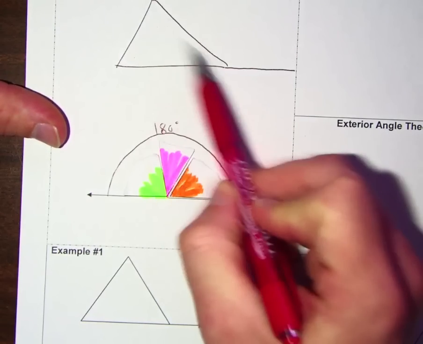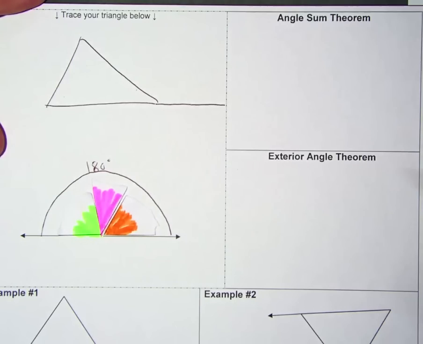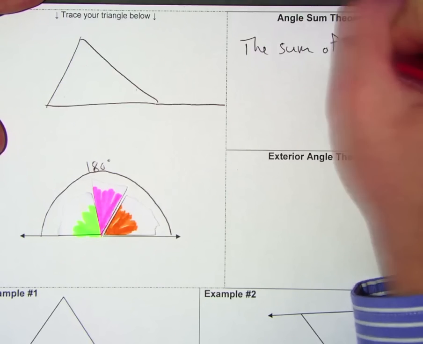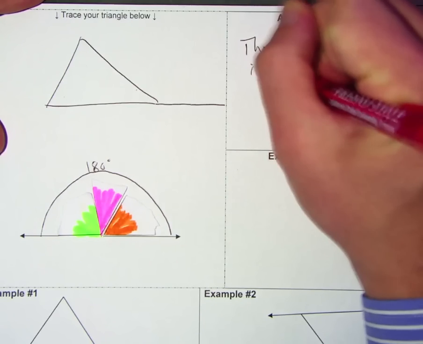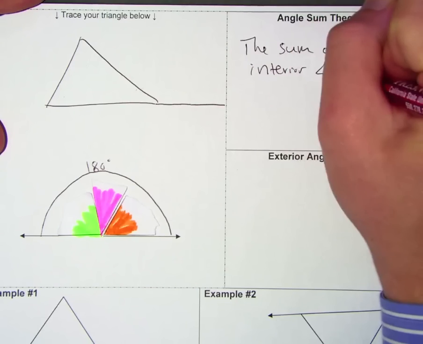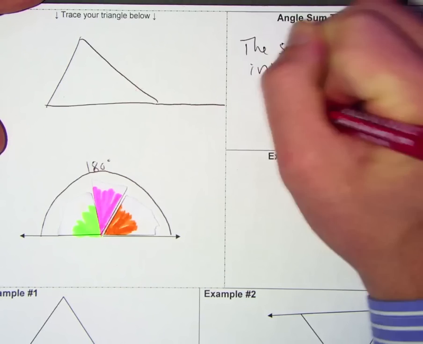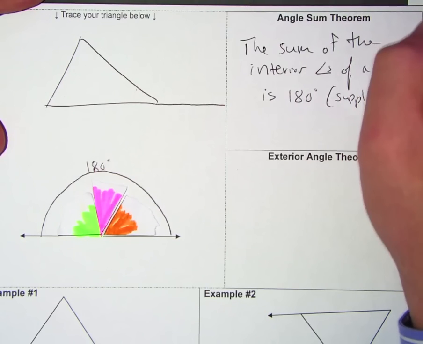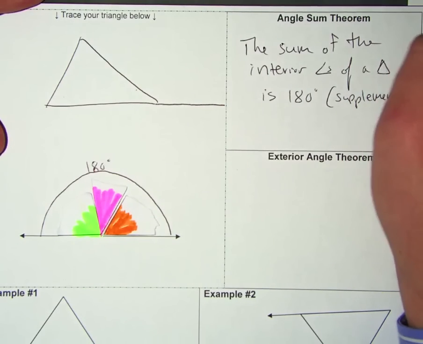First, the sum of the three interior angles is 180, and that's what's called the angle sum theorem. The sum of the interior angles of a triangle is 180 degrees. The vocab word, supplementary.